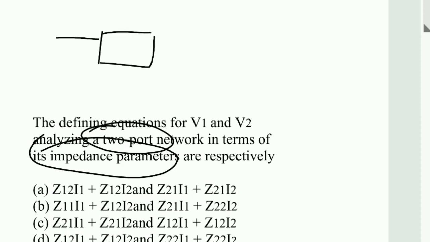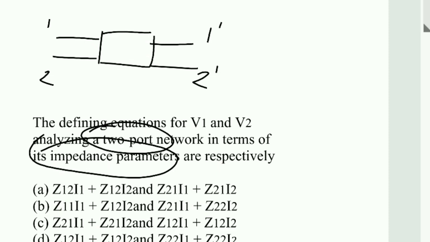This is a typical two-port network. It consists of a black box and two pairs of terminals. You can see two pairs of terminals. This is the number one pair of terminals, and 1 dash and 2 dash is the second pair of terminals. And there is a black box. This black box contains a network.